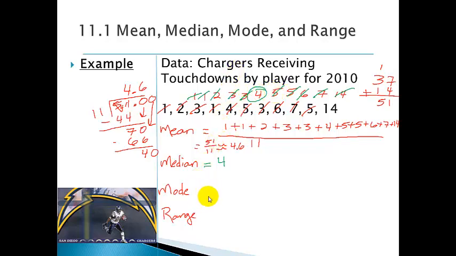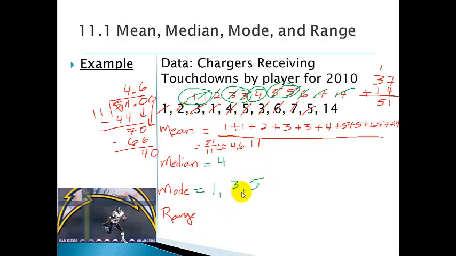And then let's look at our mode. Kind of interesting. We have quite a few modes here. The ones that showed up the most, we have this one showed up 2. So I'm just going to circle these. Showed up 2, and this showed up 2. So my modes are 1, 3, and 5.